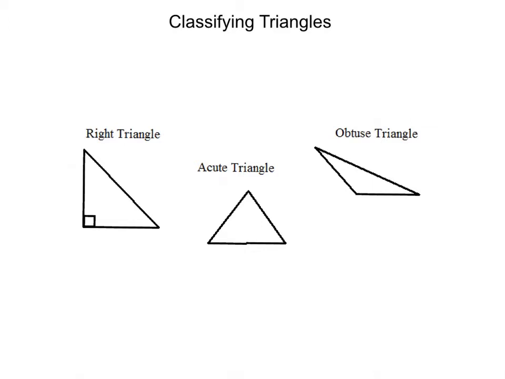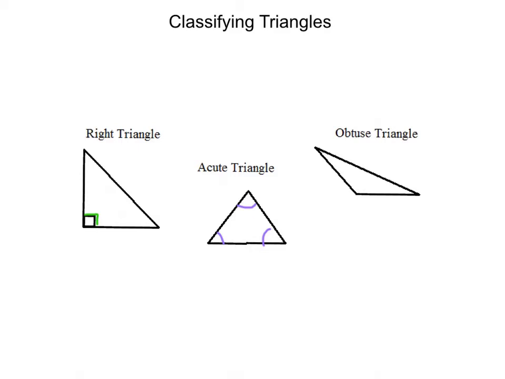First off, we have a right triangle, and a right triangle is any triangle that has a 90-degree angle in it, like the one that we have here. Anything that has a right angle in it that is three-sided is considered a right triangle. Next, we have an acute triangle. An acute triangle is a triangle that has three angles, and all three angles have to be less than 90 degrees. So as long as you have a triangle where all three of the angles inside are less than 90 degrees, then it is an acute triangle.